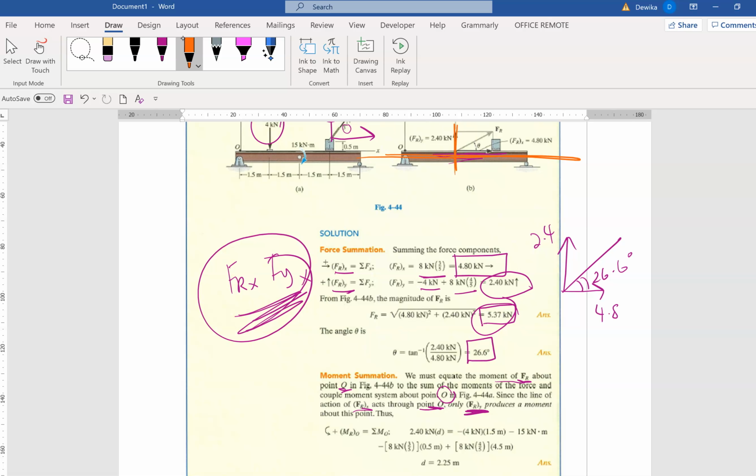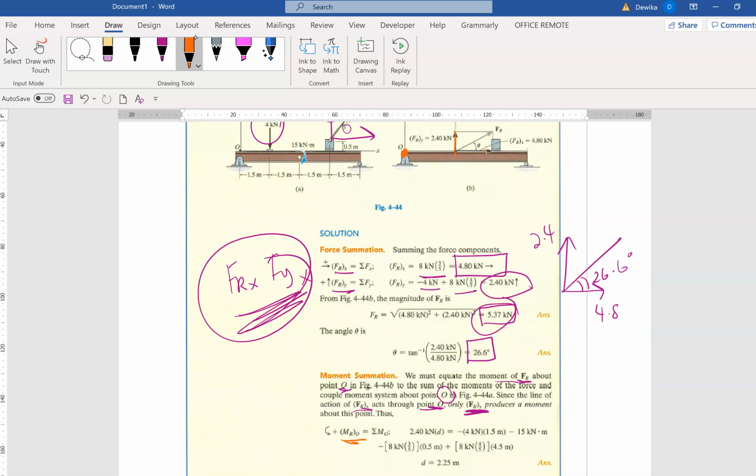Okay. So now we are taking moment at point O. So where is point O? Point O is at the edge here. Yeah, this is point O at the edge here. Okay. So we don't know where this location is. We just place it anywhere. You can draw wherever you want, but let it be along the beam, on the beam itself. It cannot be somewhere outside the beam. That's illogical.